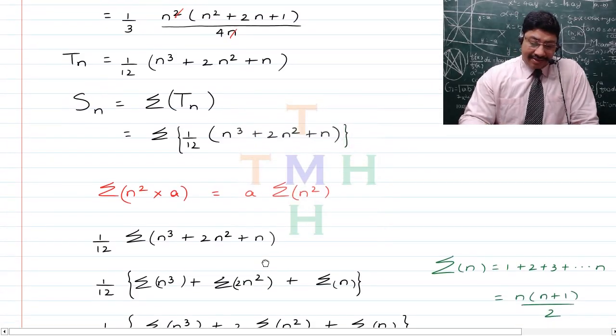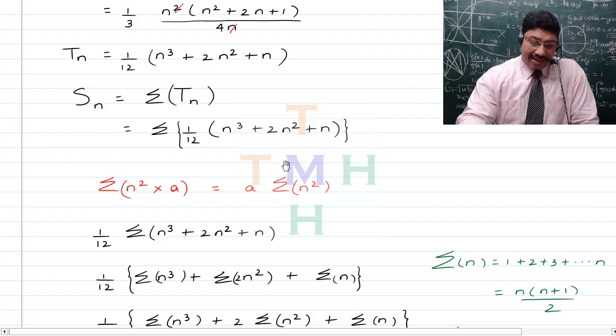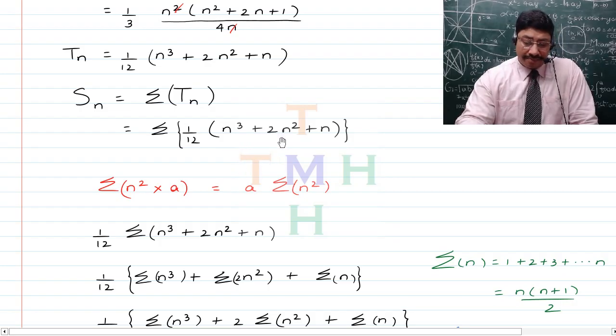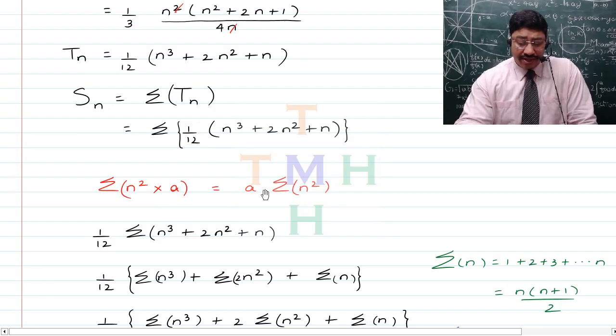And here, as we see, we get our sum of n terms to be n cube plus 2n square plus n. Right, here, whenever there is a constant which is multiplied with a sigma notation, you just keep that constant outside and you go ahead with the sigma notation. So here too we are going to do the same.